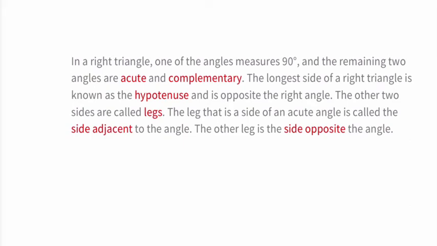In a right triangle, one of the angles measures 90 degrees, and the remaining two angles are acute, which means less than 90 degrees, and complementary, which means that they add up to 90 degrees. The longest side of a right triangle is known as the hypotenuse and is opposite the right angle. The other two sides are called legs.